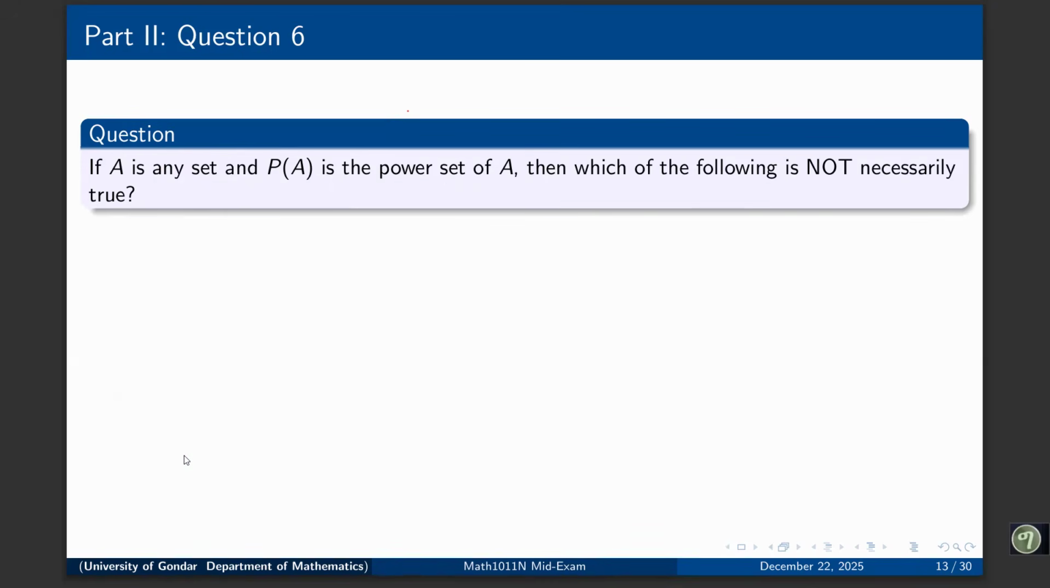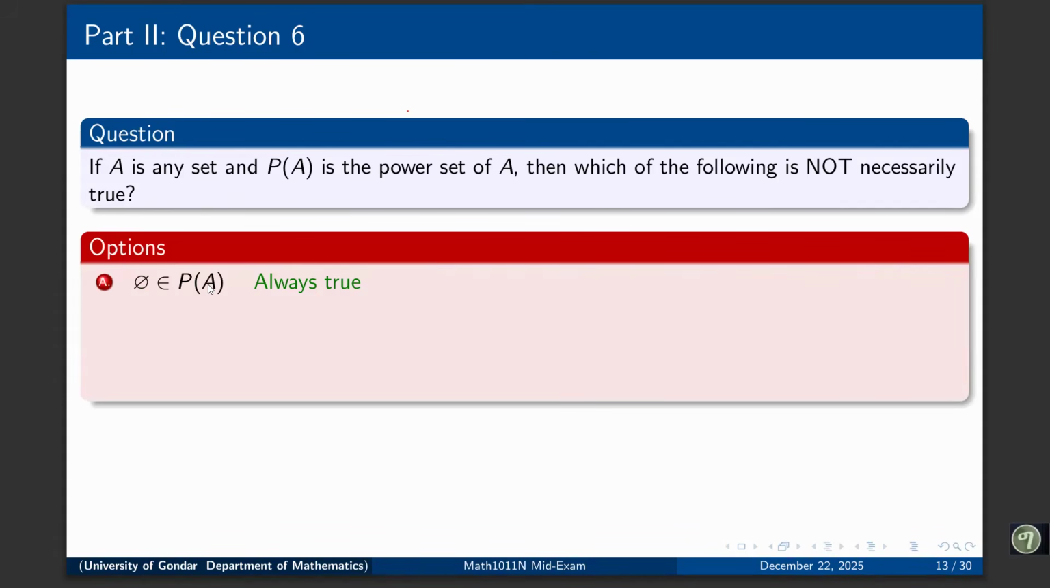Question number 6. If A is any set and P of A is the power set of A, then which of the following is not necessarily true? We have set A as any set, and P of A is the power set of the given set A. What we are asking here is to justify which alternative is necessarily true. The first option is that the empty set is an element of the power set of A. We know that the power set of set A is the set containing all the possible subsets of the given set.